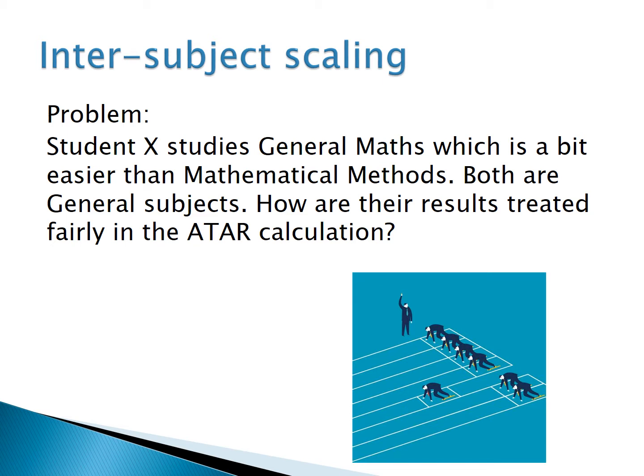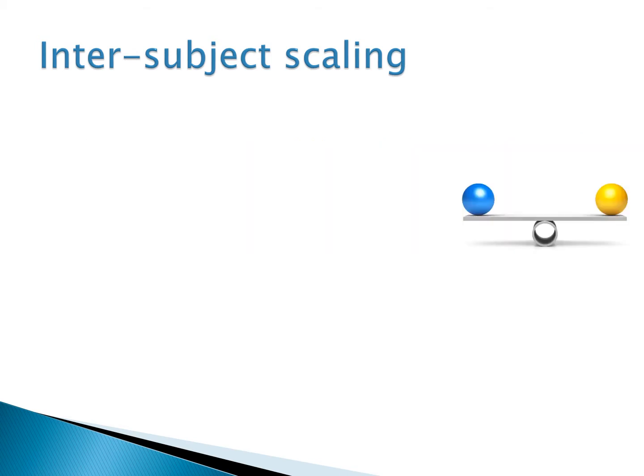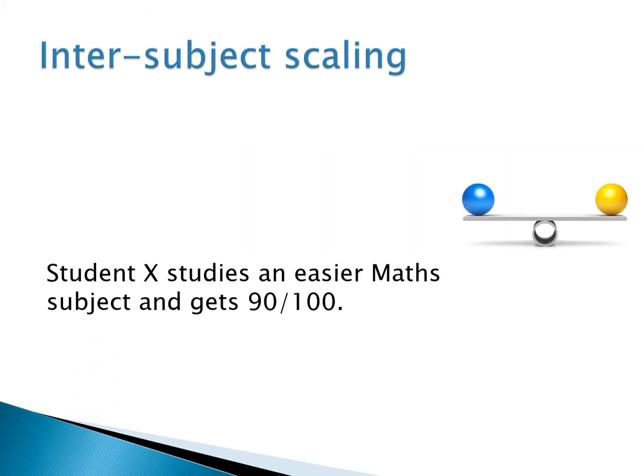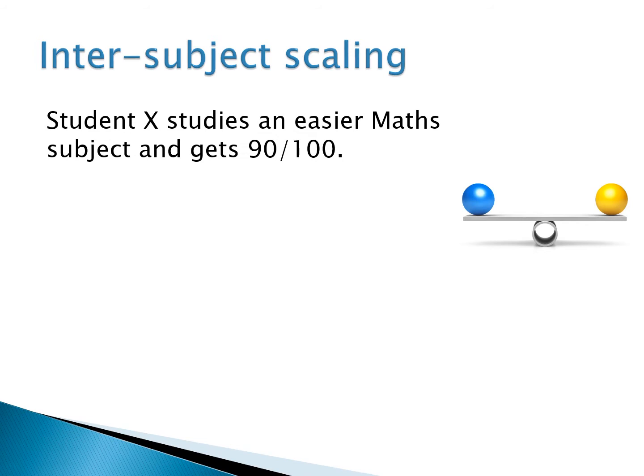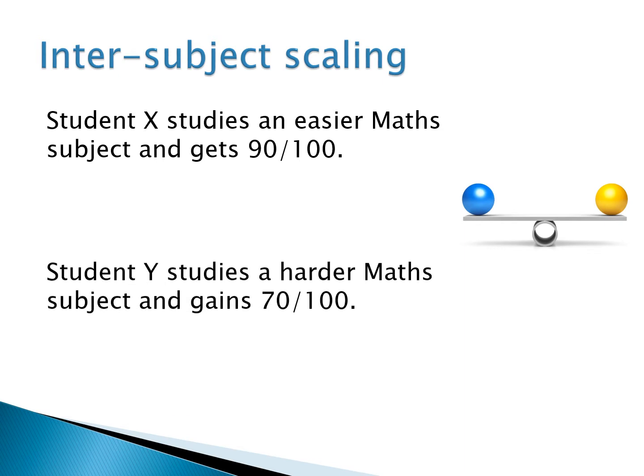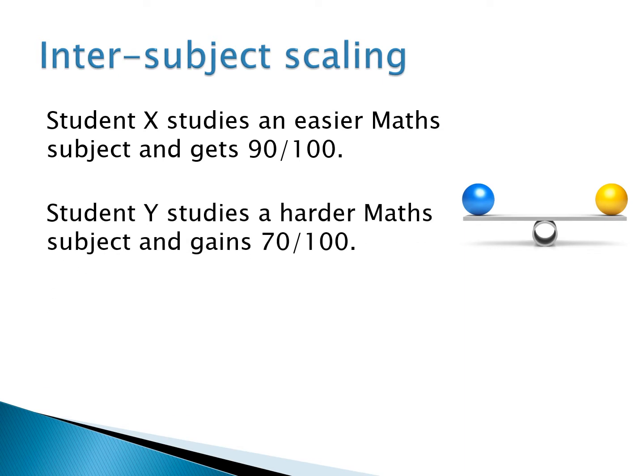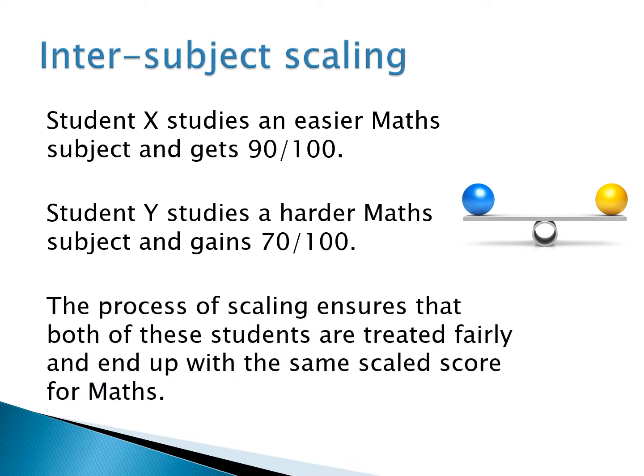So they're both maths subjects, but they have different levels of difficulty. A little bit like this race, you'll see that there's one person there that's just ahead of everybody else in the starting blocks. So inter-subject scaling. Our first student studies an easier maths and gets 90 out of 100. Our second student, though, studies a more difficult maths subject and gains 70 out of 100. The process of scaling ensures that both of these students are treated fairly and end up with the same scaled score for maths.